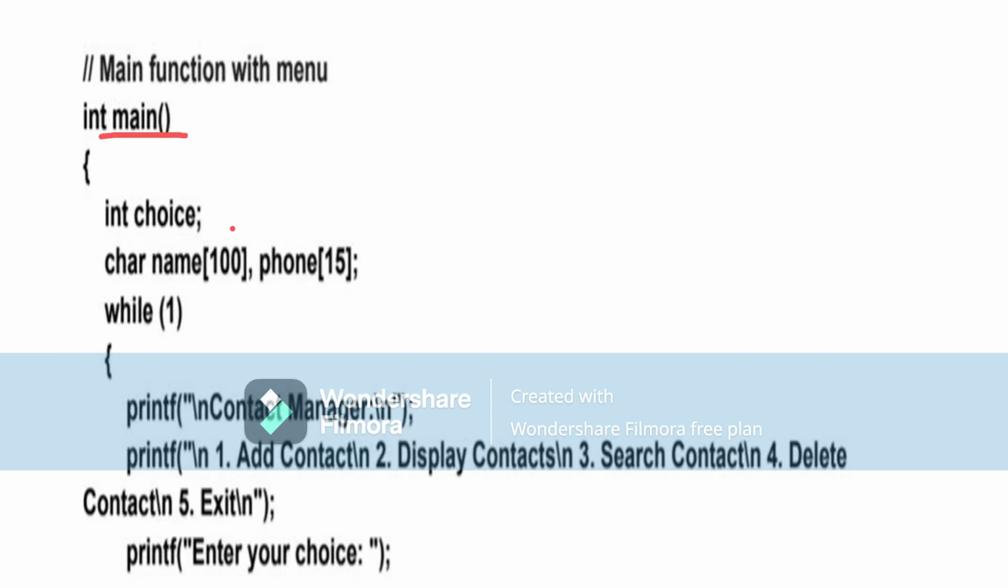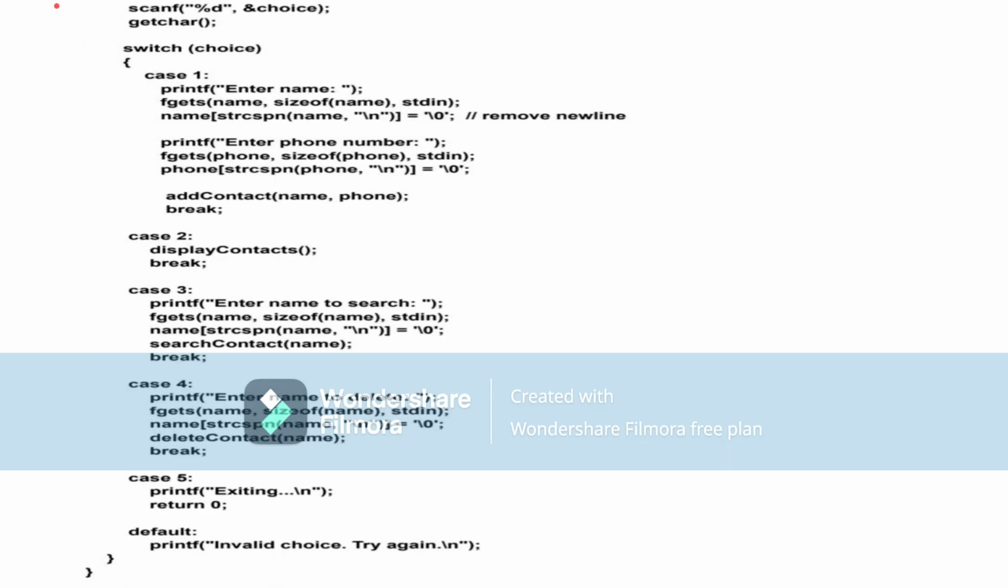Execution starts at the main function. Choice stores the user menu selection. Name and phone store the contact name and phone number respectively. We use while(1) to make the program run in a loop until the user chooses to exit. The menu is printed each time, prompting the user to choose an option. scanf reads the integer input for choice. getchar clears the leftover newline from pressing enter. We use switch case to handle choice.